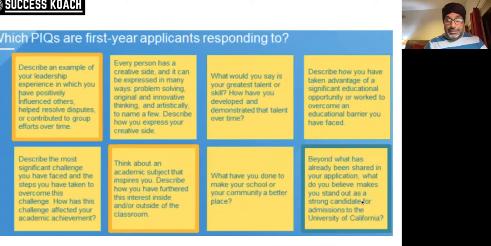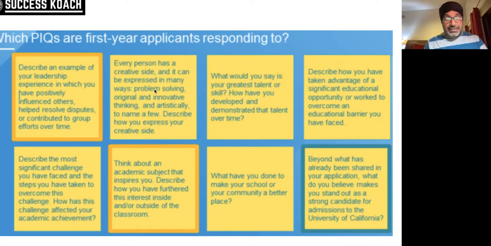Now, in this one, you can see these are your eight prompts, okay? One is about leadership. Tell us your leadership experience, how it positively influenced others. Second is your creative side. So first one is leadership. Leadership can be anything. You don't have to be a president of a club to show leadership. You could have been a leader because you did fundraisers. The task was so important, you had to do it. A leader could be somebody who mentors others, somebody who's empathetic to a group, is able to help a group move forward, or was able to come up with a unique idea. So you do not need to be a leader per se, okay? Take that out of your minds. As long as the story comes together, we are fine.